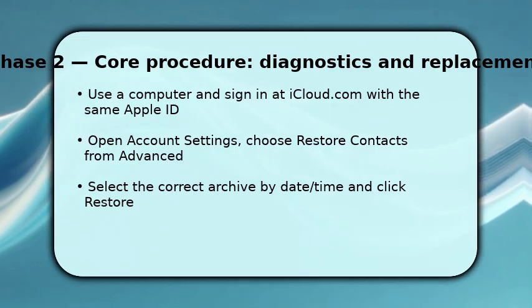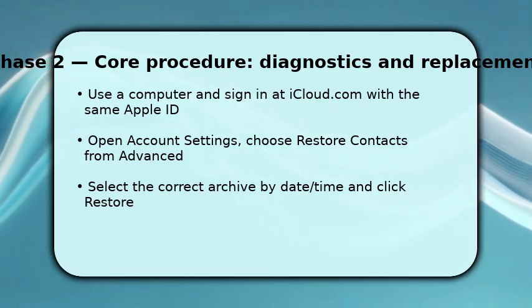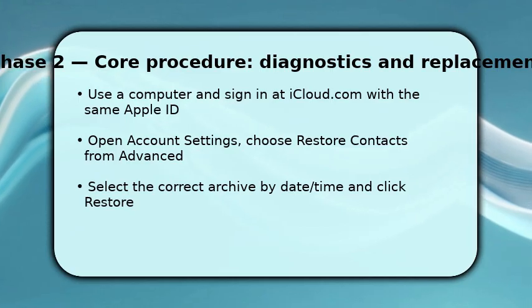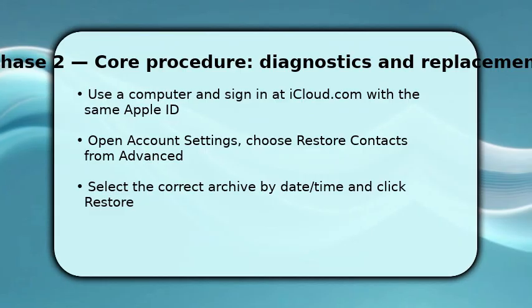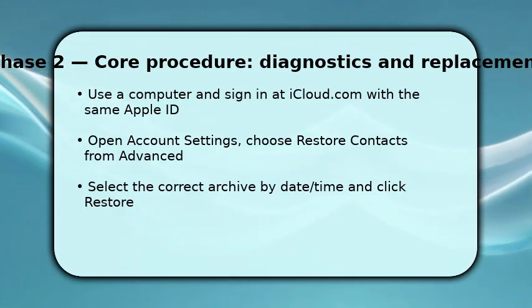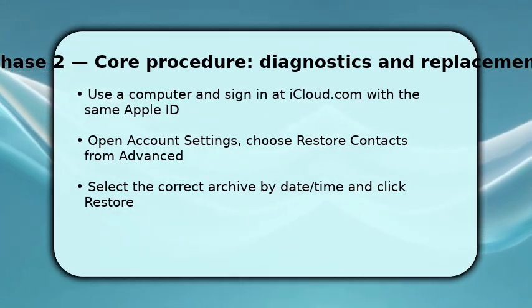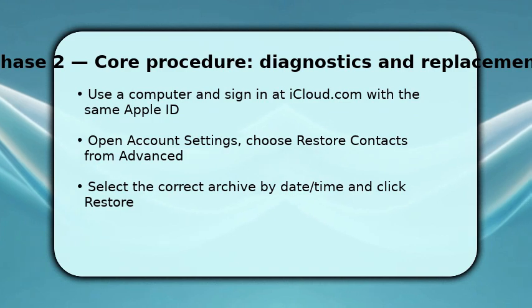Sign in with your exact Apple ID, then open Account Settings and find Advanced, Restore Contacts. Select the archive that matches the backup date you noted earlier. This archive contains the contacts snapshot. When you click Restore, iCloud merges that archive back into your account. Make sure you stay signed in on your iPhone. The restored contacts will sync automatically to your device after a few minutes.